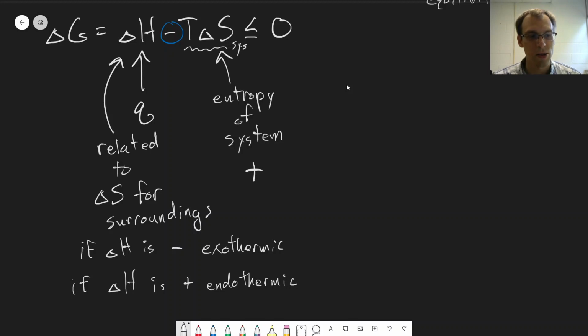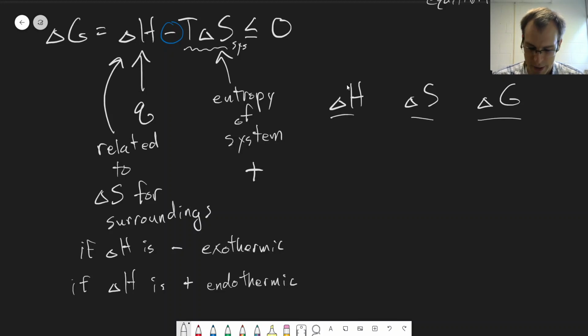And so we can consider this for all the possibilities. We can draw out a little chart. If we have delta H, delta S, delta G, and just think about the signs that are possible. If we have a positive delta H and positive delta S, what are the possible signs that delta G could be? Well, we could have positive or minus. We could say it depends, because it's going to depend on the temperature of the system and how large those positive values are.